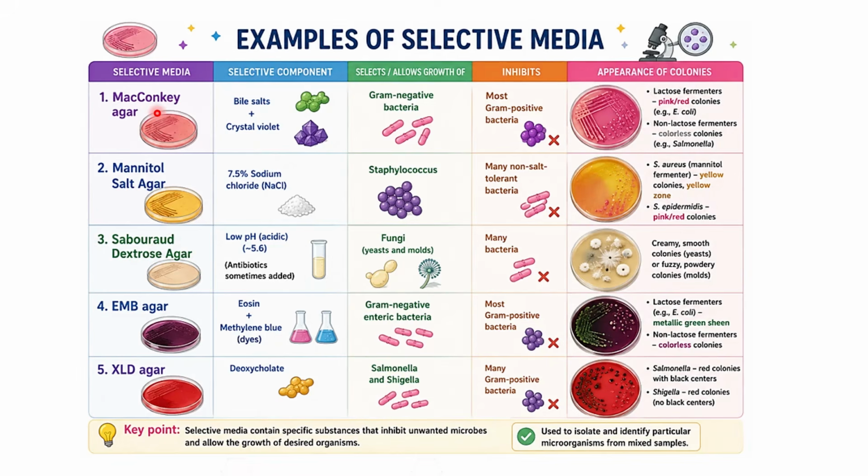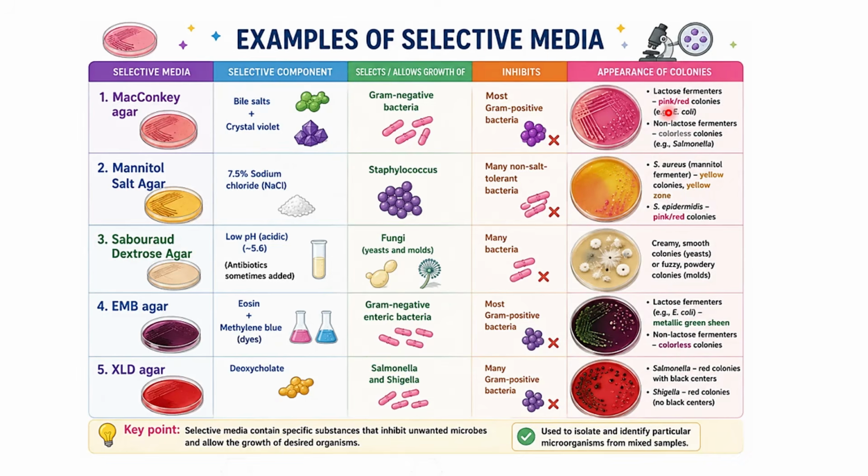The first selective medium we are going to look at is MacConkey Agar. In MacConkey Agar, the selective components are bile salts and crystal violet, and these substances allow the growth of gram-negative bacteria but inhibit the growth of most gram-positive bacteria. This medium can also be used to differentiate the selected gram-negative bacteria into lactose fermenters and non-lactose fermenters.